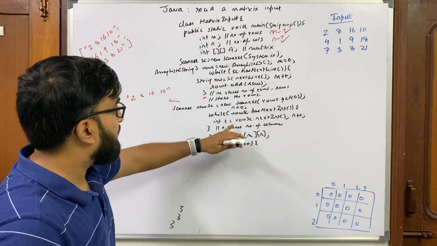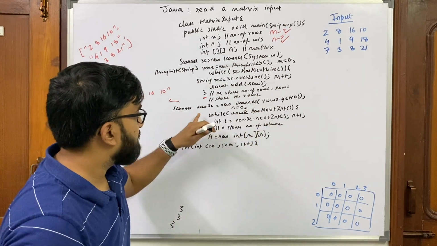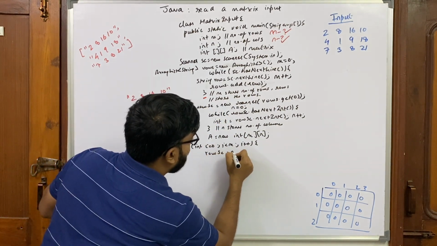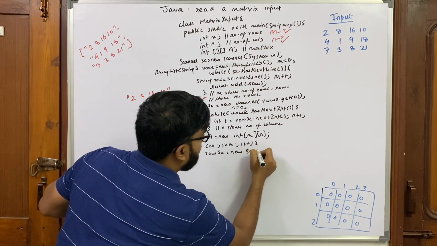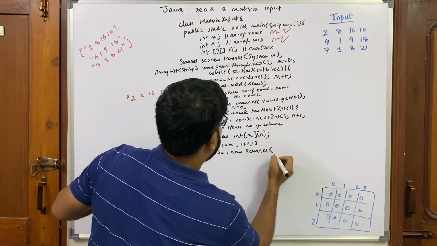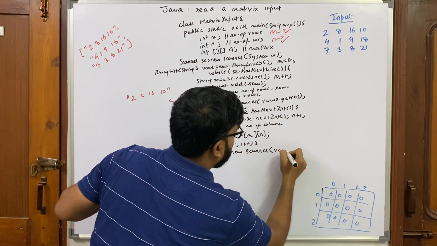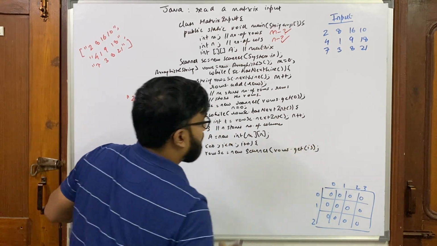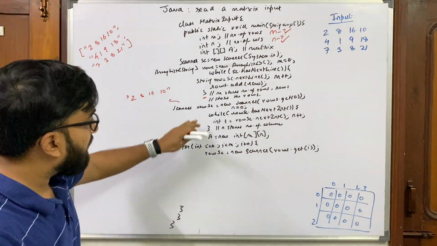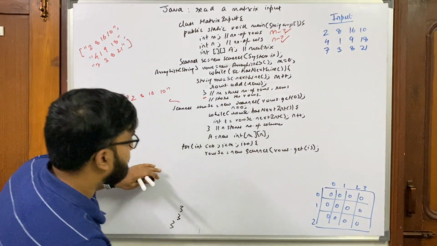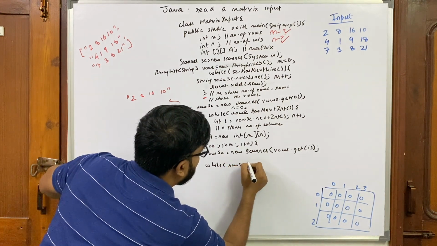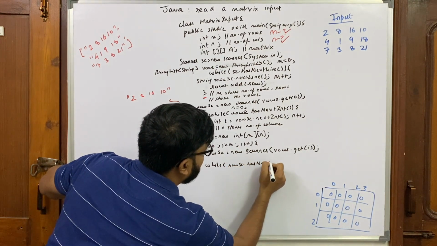For each row, I create a row scanner just like this. I can reuse this variable. I can say rowSc equal to new Scanner, rows dot get ith row. And then I use the same loop again to extract integers. I say while rowSc dot hasNextInt.